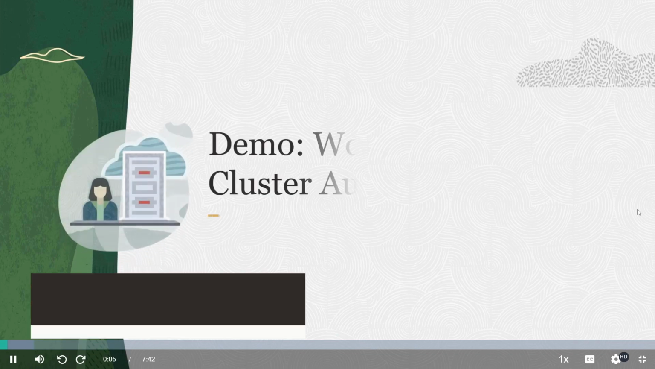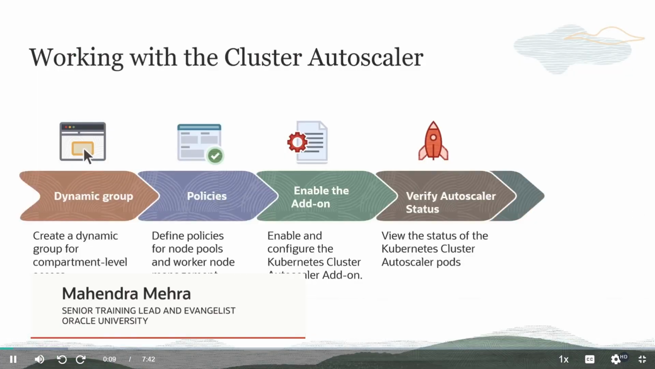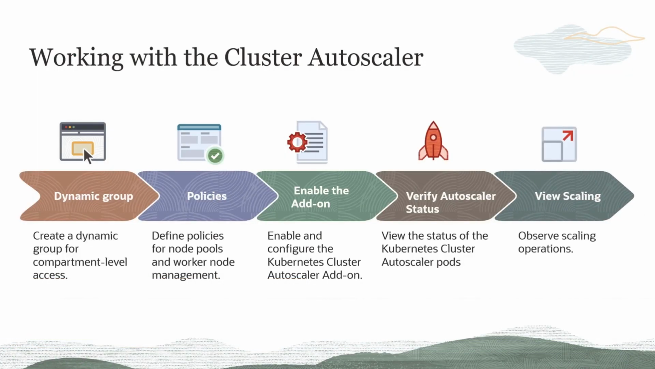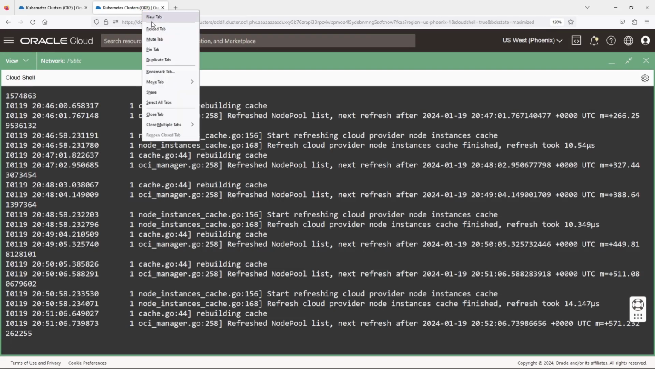Welcome back. Let's continue from where we left off in our previous demo. The next thing is to view the scaling operation. Now we will watch the Kubernetes cluster autoscaler that we have deployed as it automatically scales worker nodes in our node pool. I'll navigate back to the OCI console and duplicate this tab to open up a new Cloud Shell terminal.